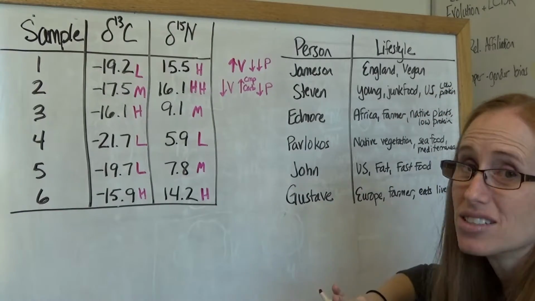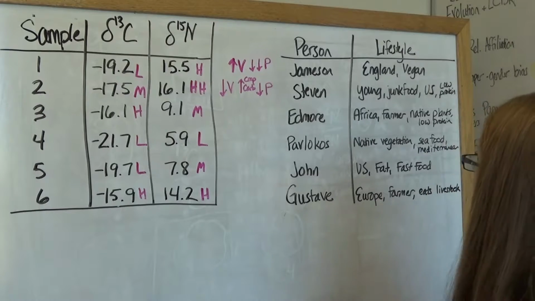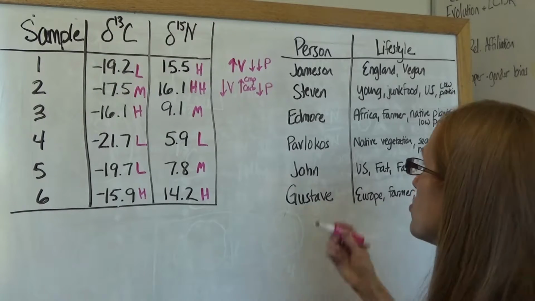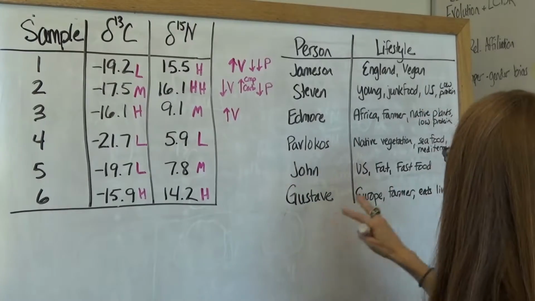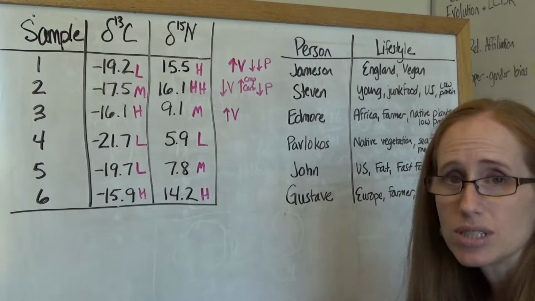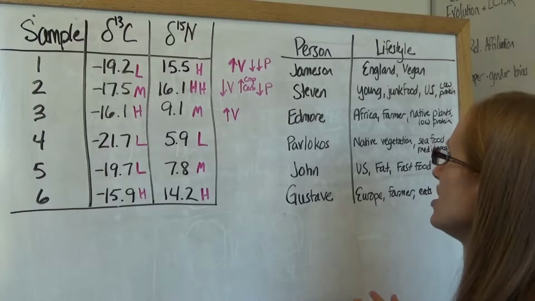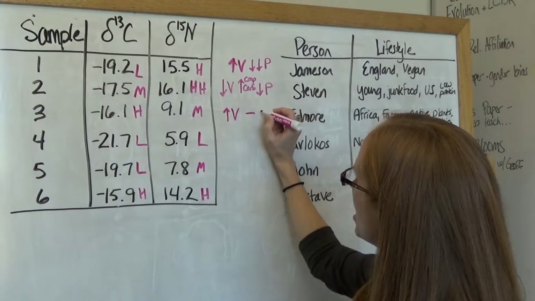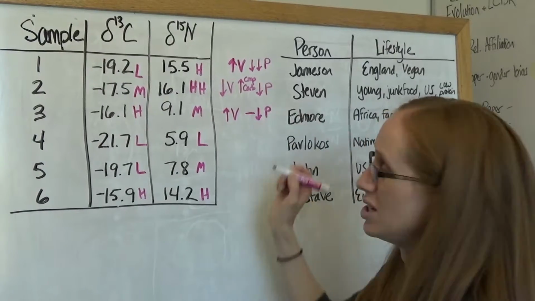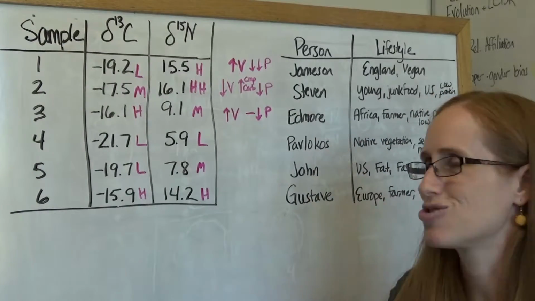Edmore's from Africa, so he's poor. He's probably not getting a lot of food in general. He is a farmer, so he's probably getting some good vegetation, okay? He eats mostly native plants, so he's getting vegetation, but he's got low protein. So it's not no protein, but I'm going to put mid or low protein. Okay, that's my mid, is that straight line.